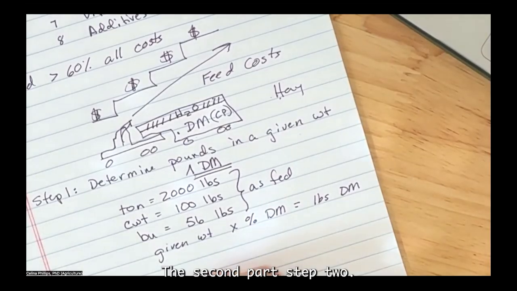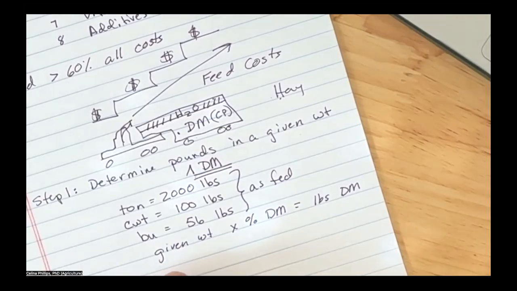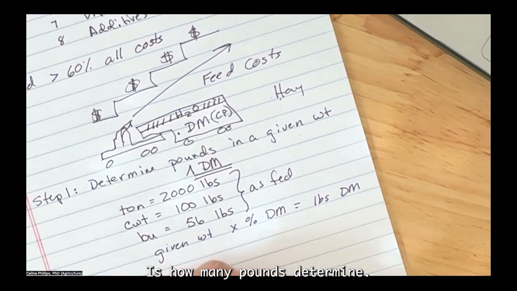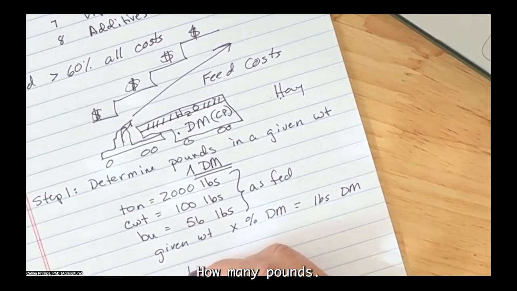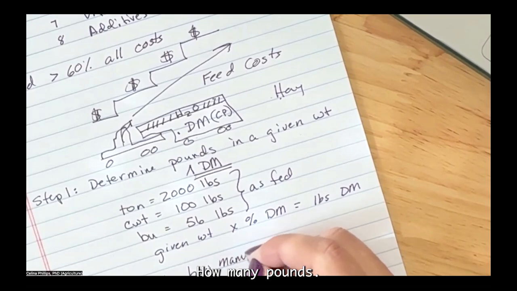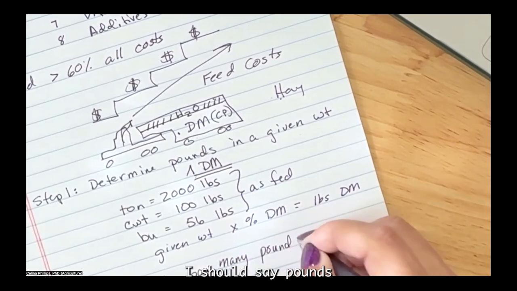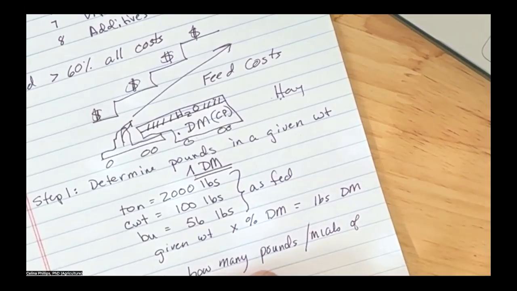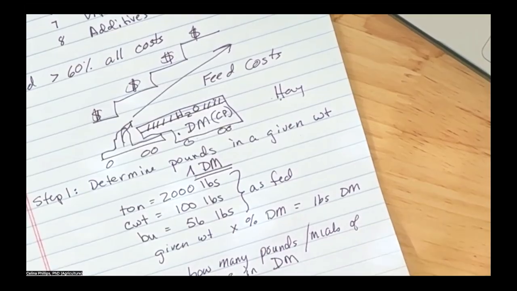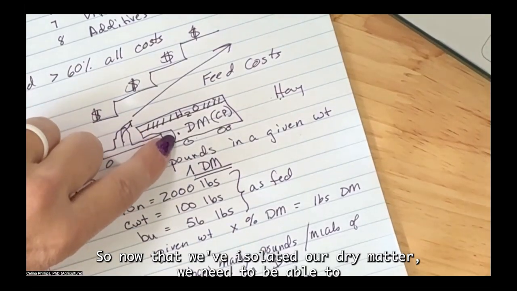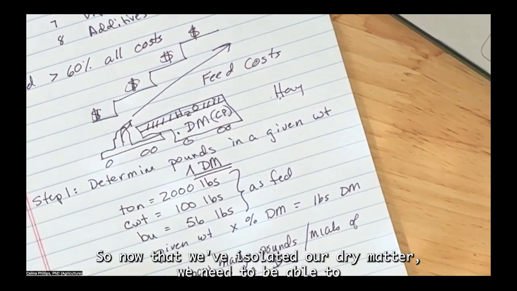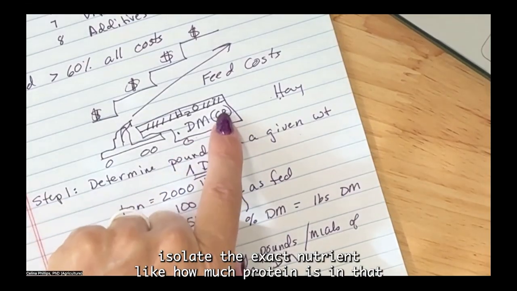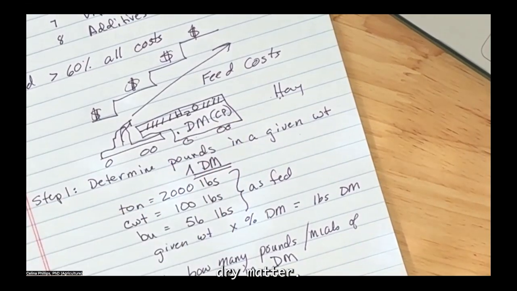The second part, step 2, is to determine how many pounds, I should say pounds or mcals, of nutrient are in the dry matter. So now that we've isolated our dry matter, we need to be able to isolate the exact nutrient, like how much protein is in that dry matter.